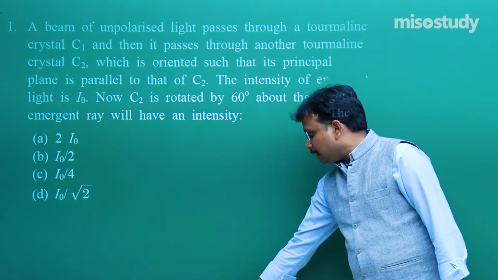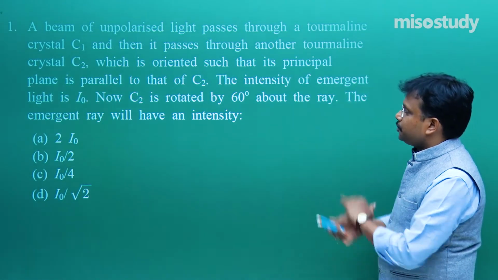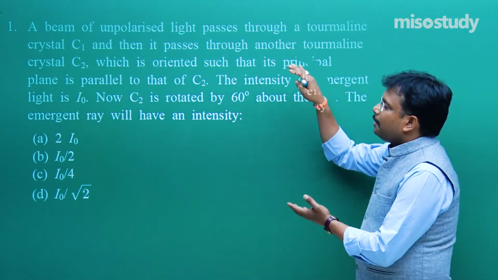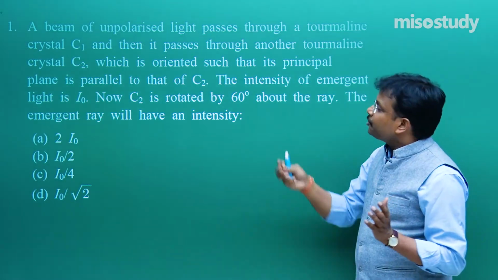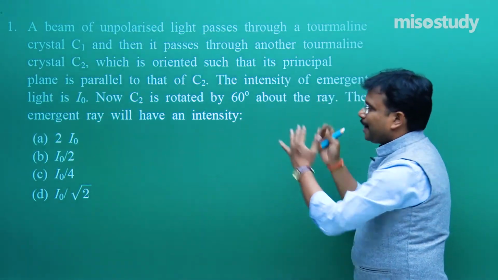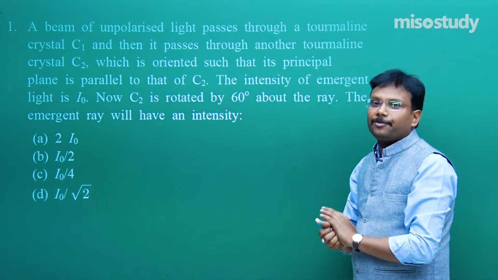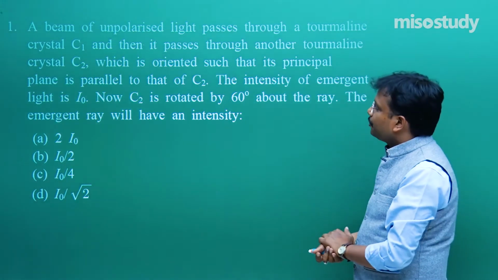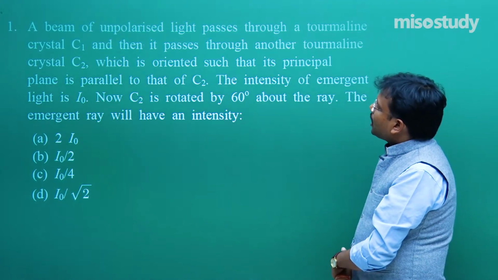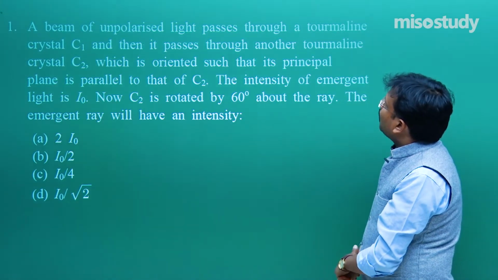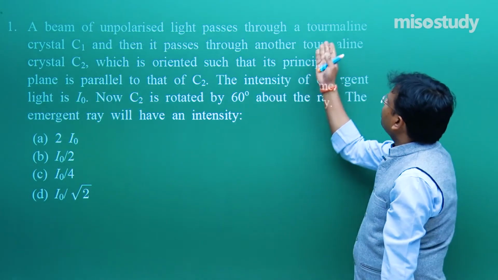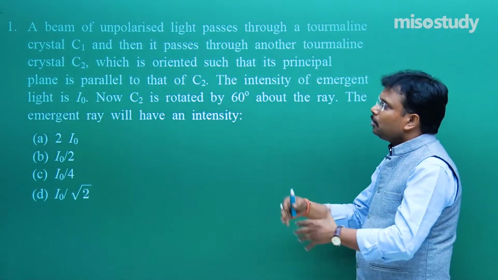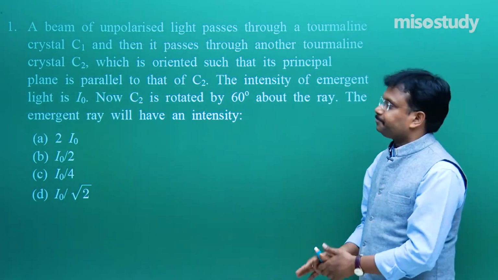So, students, here is the first question. Do not consider it a big question; due to the compact space it is visible like this. First we will try to understand what exactly the question is. Here a beam of unpolarized light passes through a tourmaline crystal. It is a device, a specific type of crystal that helps produce polarization.